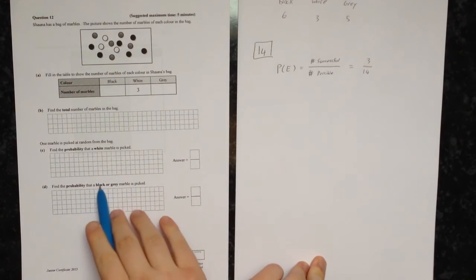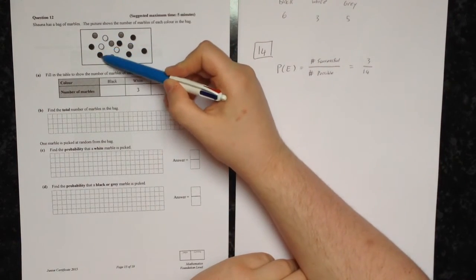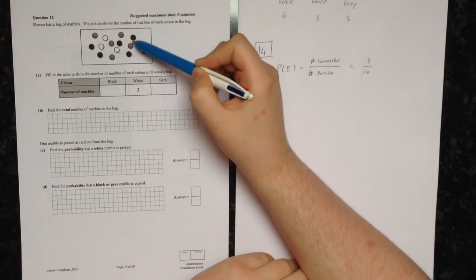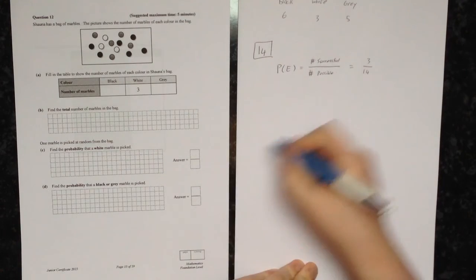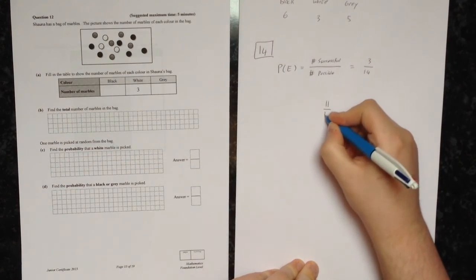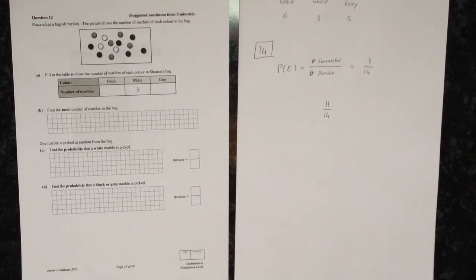Part D, find the probability that a black or a grey marble is picked. So that just means the probability of success is 1, 2, 3, 4, 5, 6, 7, 8, 9, 10, 11 out of 14. So in this case we're going to have 11 out of 14. So what that means is 11 of the marbles are either black or grey. And there are 14 marbles in total, so the probability that we pick either a black one or a grey one is 11 out of 14.